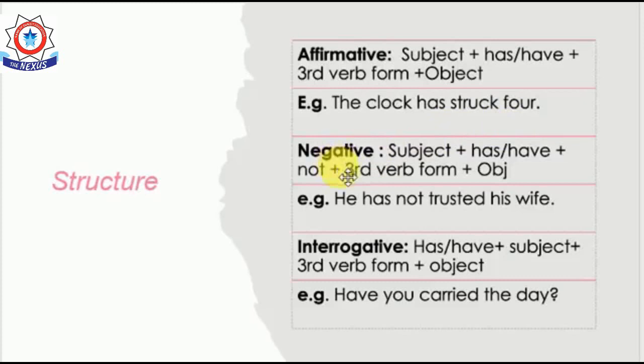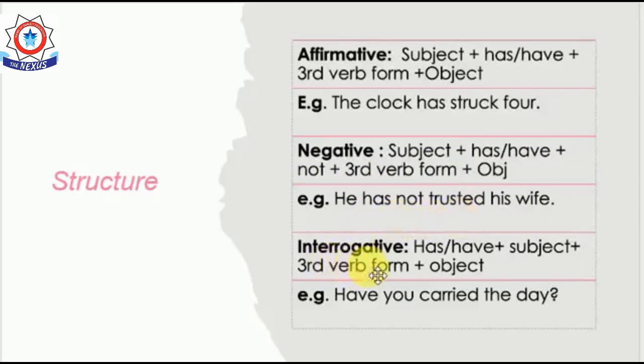Then the negative structure: subject, has, have, not, third form of verb and object. Must remember this while writing the negative sentence. You have to put the not after has, have. Then you have to put the third form of verb. How it would be like: he has not trusted his wife.